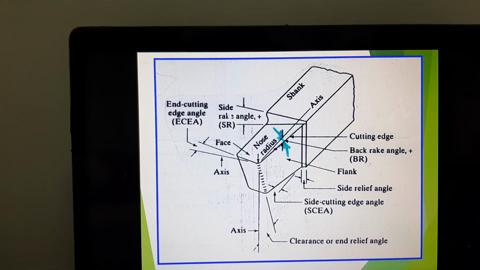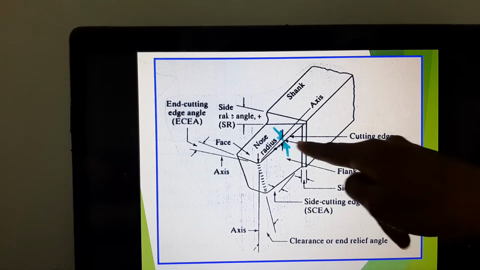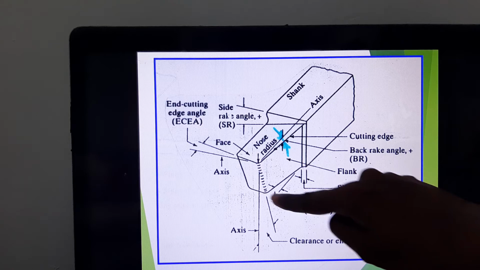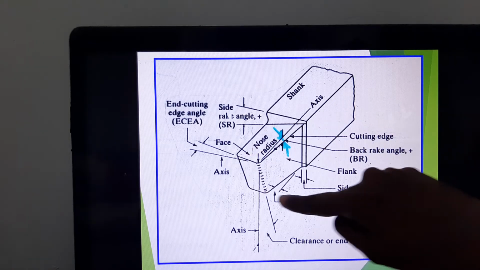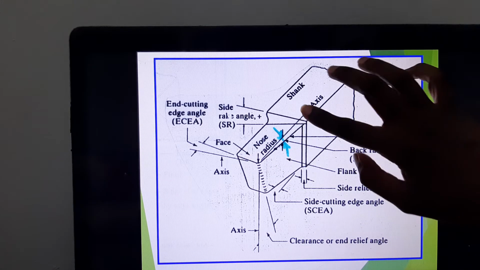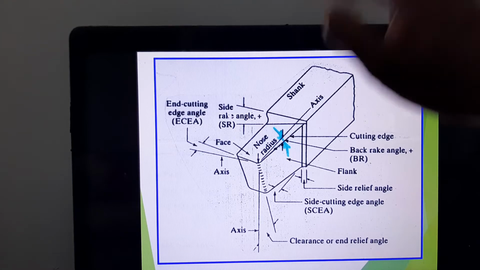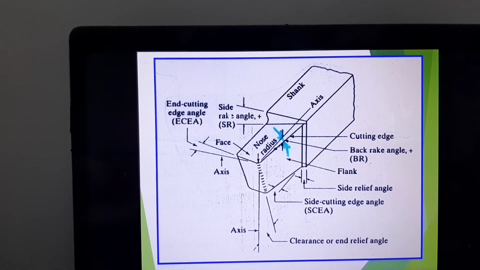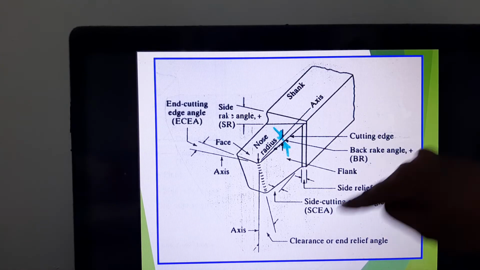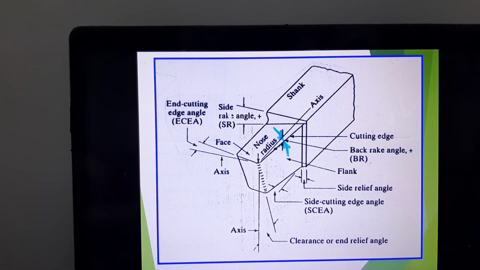Why? Because if you look at the diagram in front of you, the cutting tool comes with several angles associated to it. If you look at it, the main part of the cutting tool is the nose, and it is followed by the shank. The shank is the body of the cutting tool. What performs your cutting is the nose of your cutting tool. So if you look at the nose of the cutting tool, it comes with several angles.